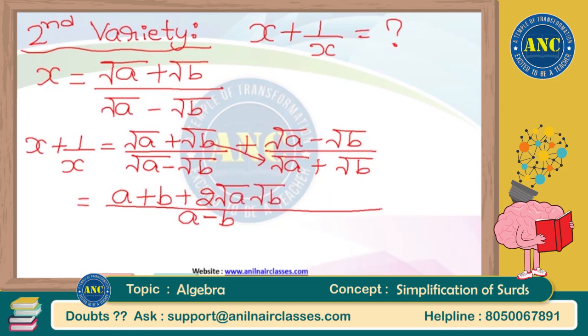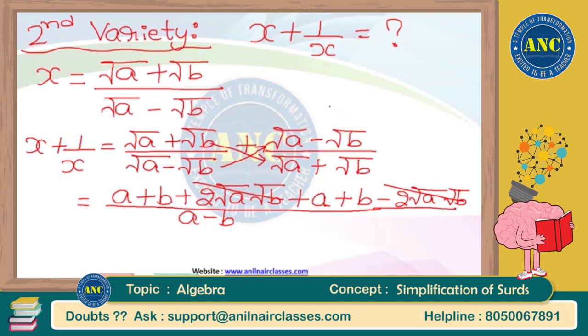a into root b. Similarly, if I cross multiply root a minus root b whole square, again it is a, it is b minus 2 into root a into root b. 2 into root a into root b minus 2 into root a into root b cancels. Numerator happens to be a plus a, 2a, again b plus b, it is 2b.